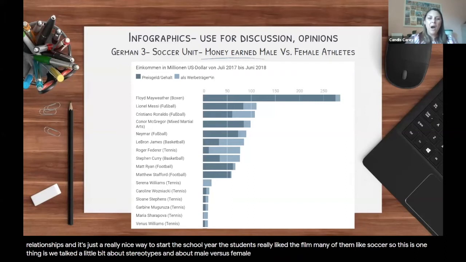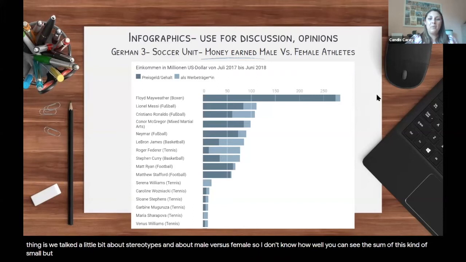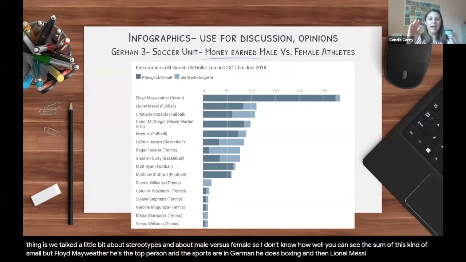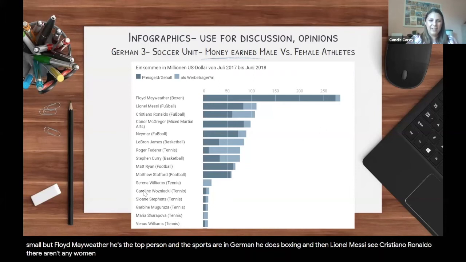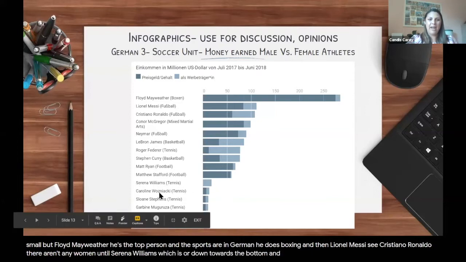I don't know how well you can see, some of this is kind of small, but Floyd Mayweather, he's the top person, and the sports are in German. He does boxing. And then Lionel Messi, Cristiano Ronaldo. There aren't any women until Serena Williams, which is down towards the bottom. And then we have our women down there.